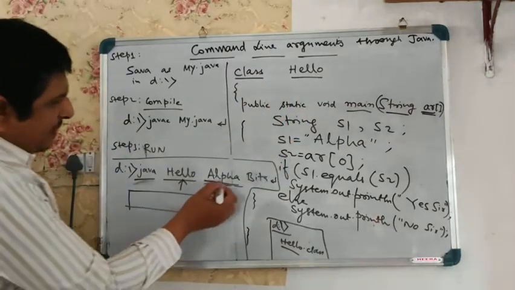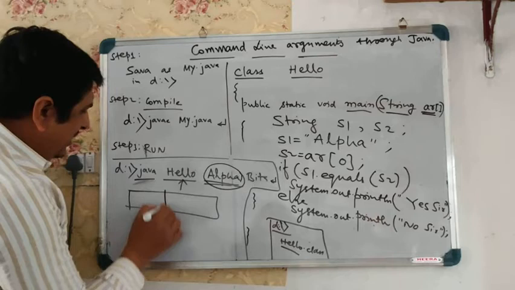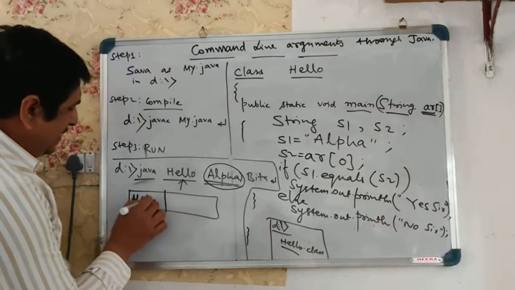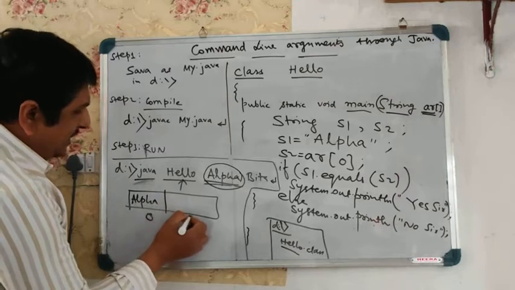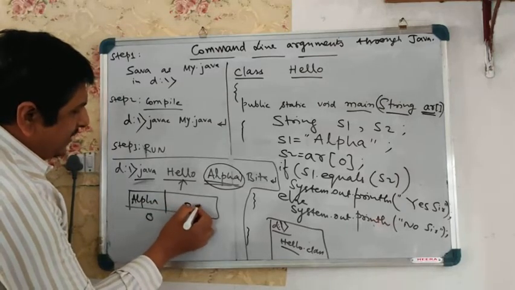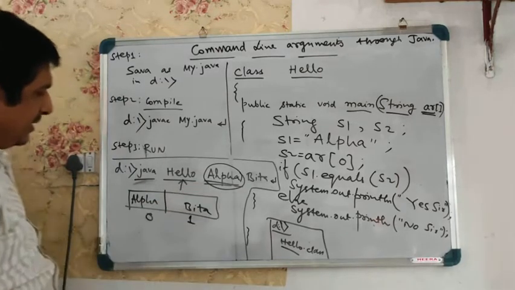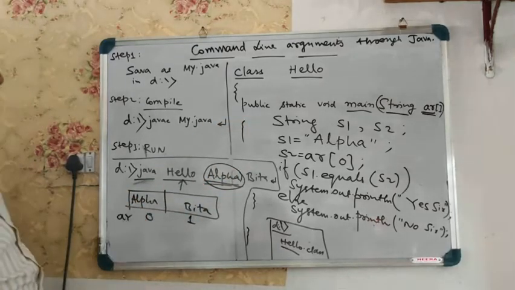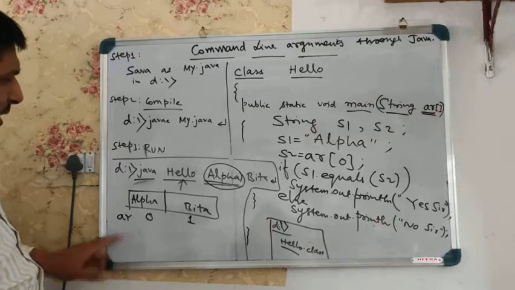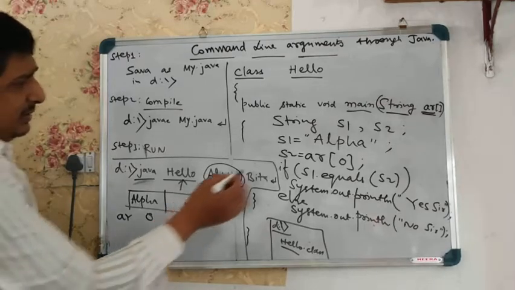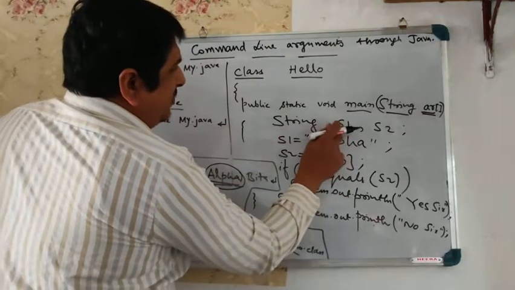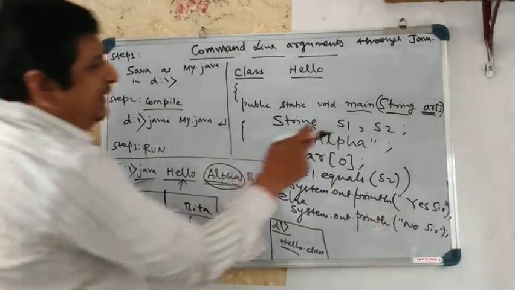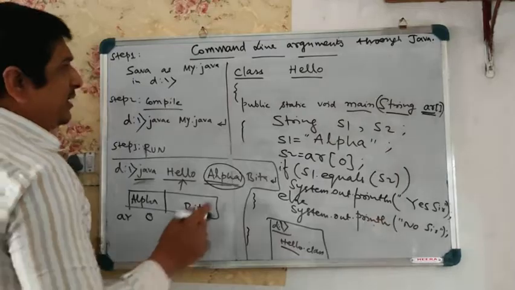As I have passed 2 arguments, alpha and beta, in its 0th location it will contain alpha, and in its 1st location it will contain beta. And this is the name of the string AR. So what actually happened? In the first line, it will create S1 and S2. Each will contain a 0 length string in the computer's memory.